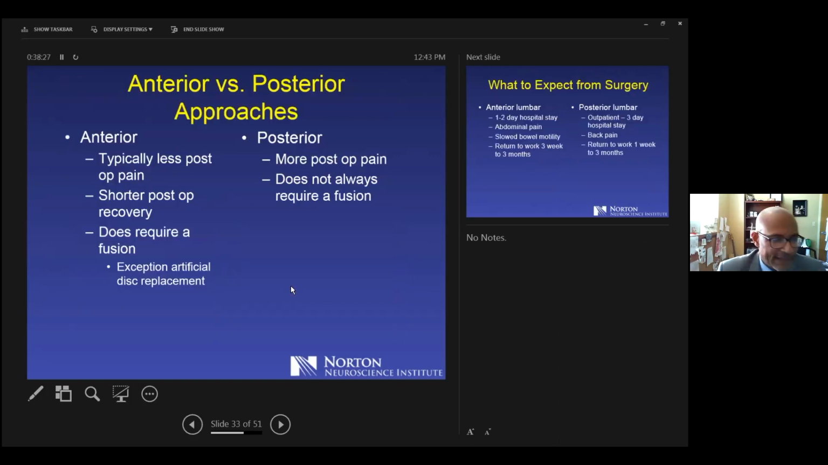The differences between an anterior and posterior approach are significant. Anterior approaches tend to be less painful because you do not have to strip muscle off the bone. There's no muscle on the anterior lumbar spine. You have psoas muscle that's out to the side. It does require going through the abdomen, so there are risks to intra-abdominal contents, bowel, bladder, kidneys, ureter, etc. Posterior approaches are typically more painful, take a little longer to recover, and that has mostly to do with the amount of muscle that's stripped off.